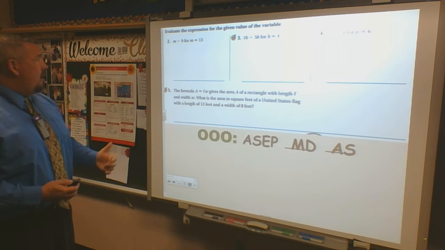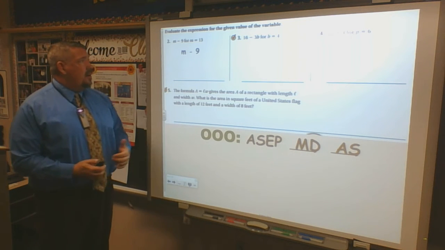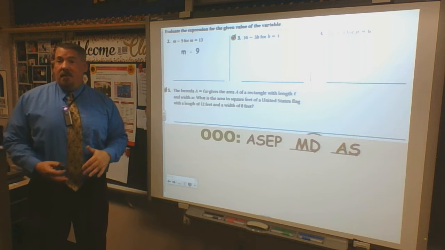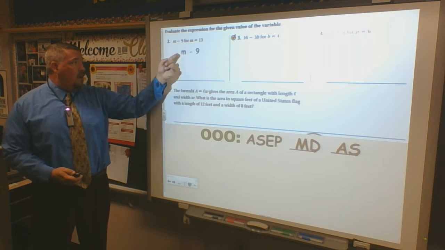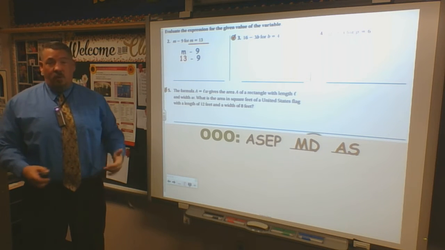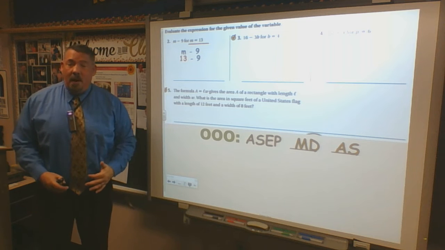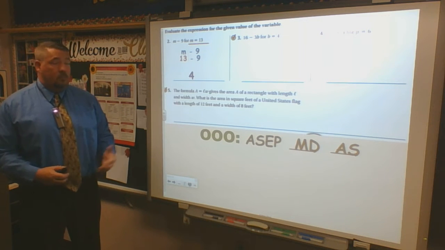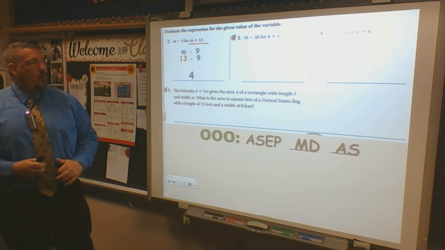I start by writing out my math problem, m minus 9. I substitute in for that variable. They tell me that m is equal to 13, so I'm going to have 13 minus 9. And then 13 minus 9, that goes all the way back to first and second grade. I know that that's 4. I'm finished. Easy enough. Moving on.